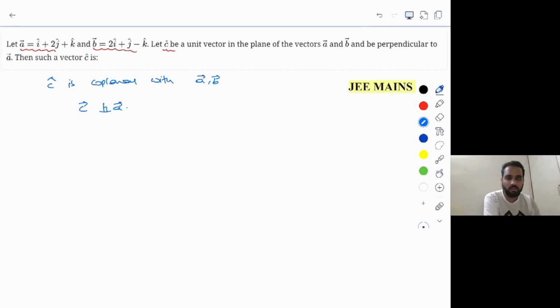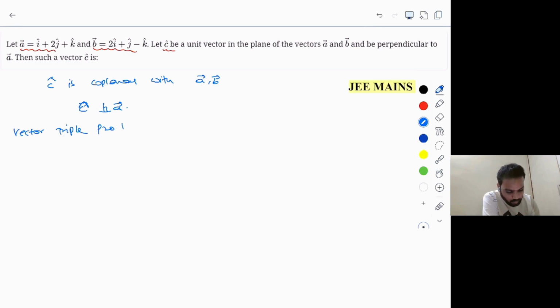Now, here, many students might go for the lengthy method by assuming c cap is equal to some xi plus yj plus zk, and then applying the conditions of coplanarity, that is, determinant is equal to 0, and then the dot product of c cap and a bar is equal to 0. And then since it is a unit vector, modulus is equal to 1, three equations, three unknowns. So it will take a lot of time to solve in that way. Now let's see the simpler way by using the concept of vector triple product. This will save us a lot of time.